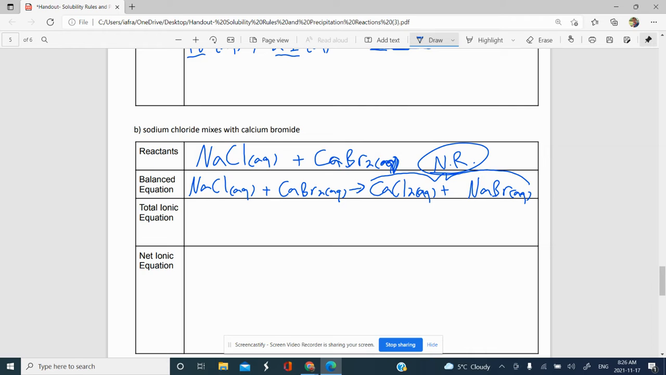So let's make sure it's balanced. We need a 2 over here and a 2 over here and a 1 and a 1. And now I think we're balanced. So let's separate. Let's dissociate. So we have 2Na+ (aq) plus 2Cl- (aq) plus our calcium 2+ (aq) plus 2Br-.